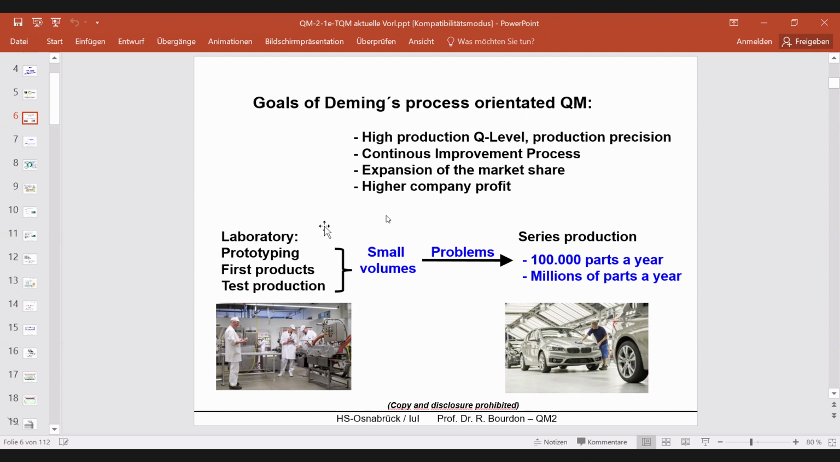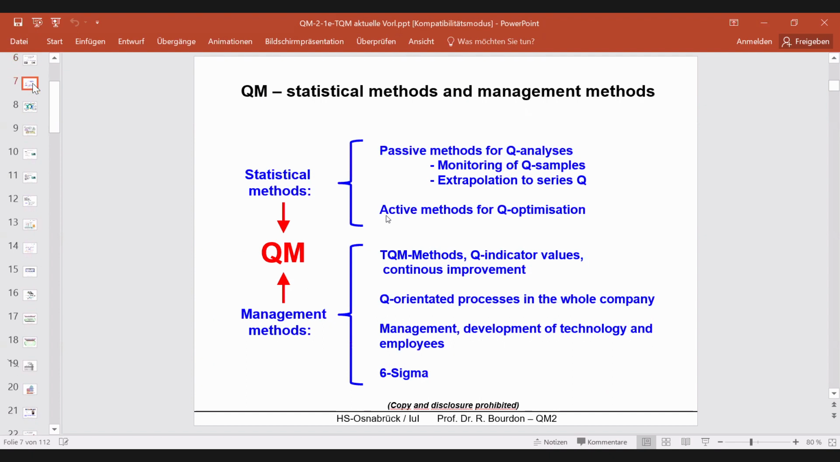Series production means a production of 100,000 parts a year or millions of parts a year. And for that, the process must be very robust and very constant, continuous, and only very low variations are allowed. To reach that goal, we need, on the one hand, statistical methods, statistical tools. We will talk about this in QM1, like we did before, and management methods. And some of the management methods in TQM we will see here in QM2. I will give you an overview of these TQM methods.